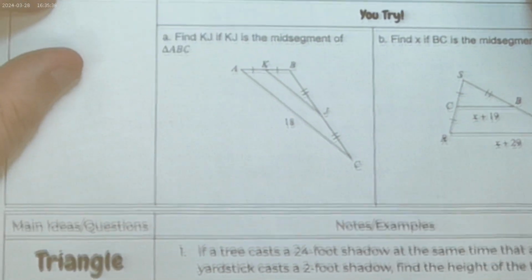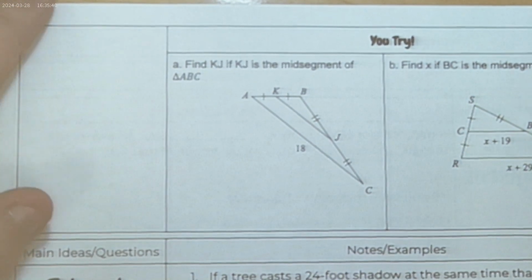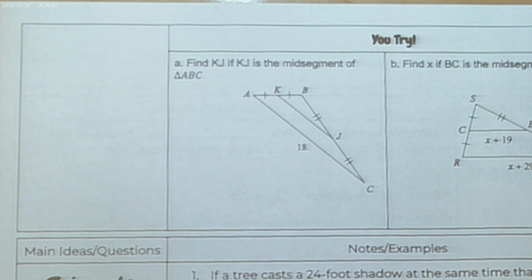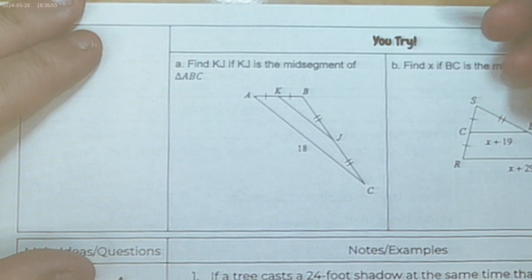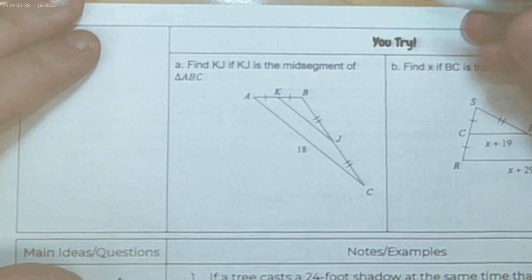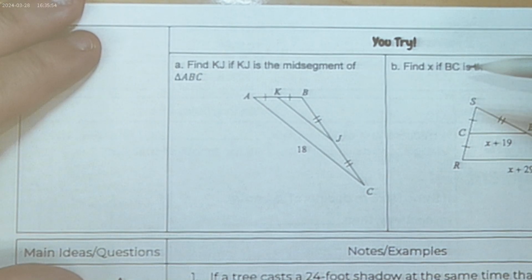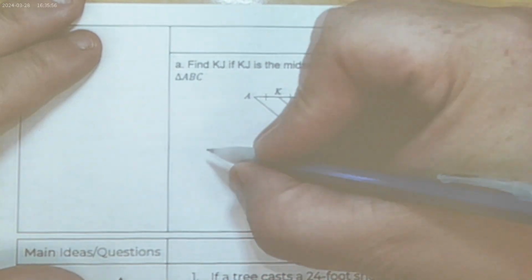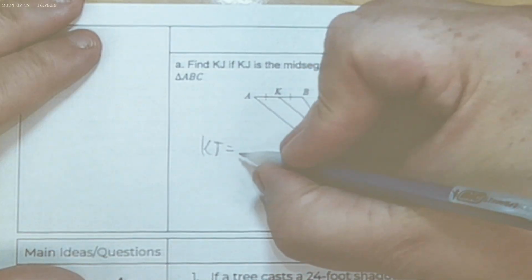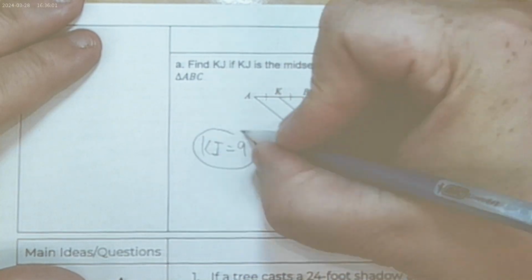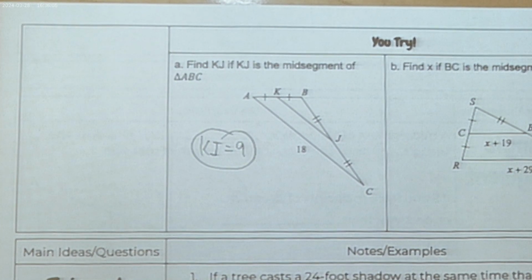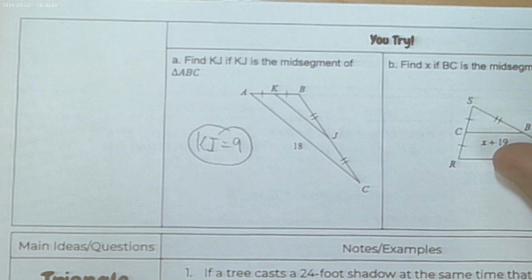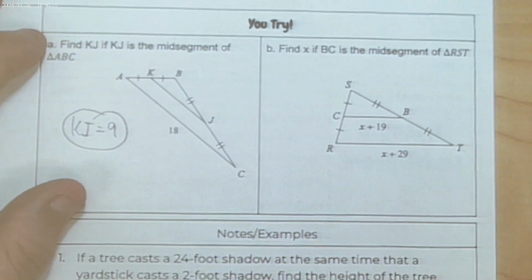Okay, find, oh, here we go. Get it on the camera here. Find KJ if KJ is the midsegment of ABC. So, if KJ is the midsegment and AC is the side opposite it, then KJ is going to be 1/2 of AC. I'm starting to think there isn't really that much to this theorem, but we'll give it a try. There's one more problem. Maybe it'll be complex. Maybe it'll be difficult.